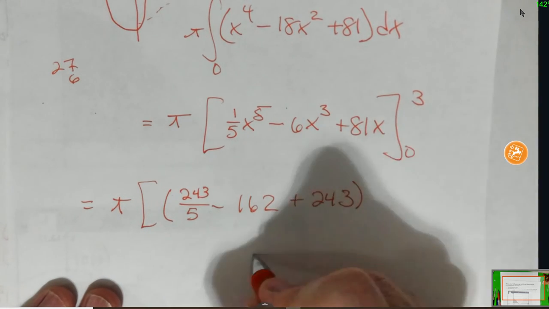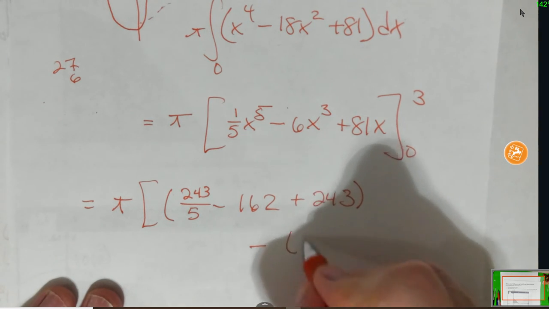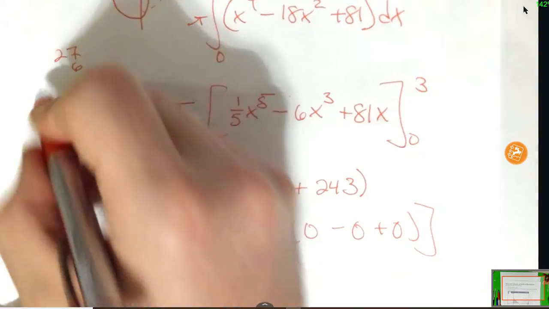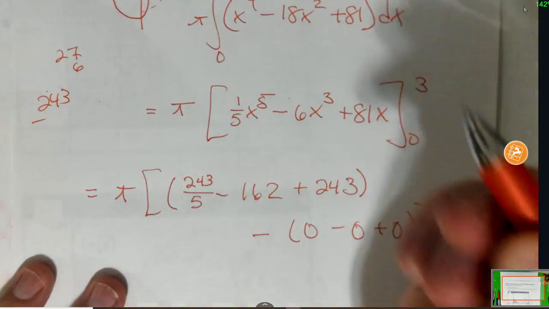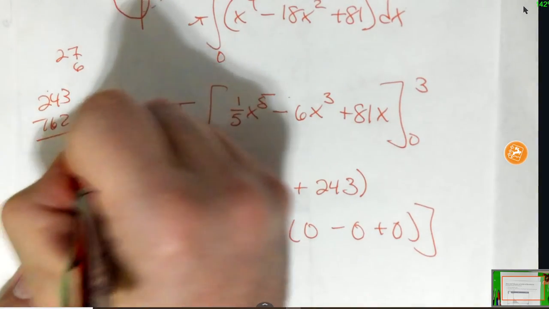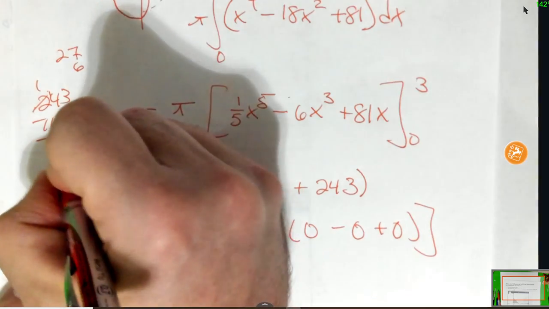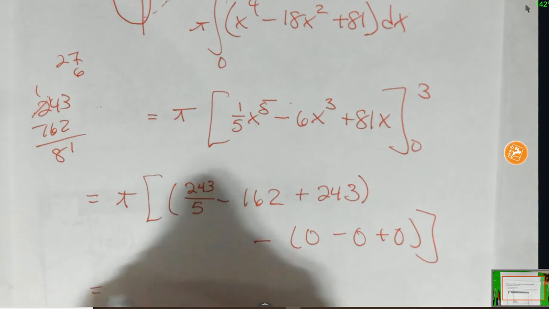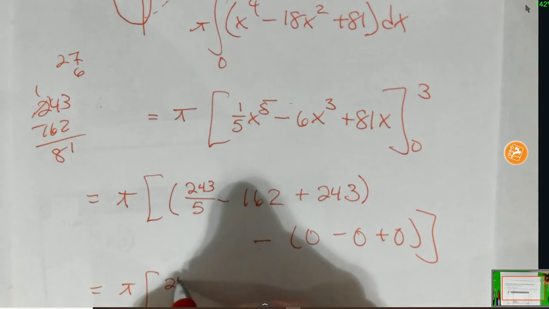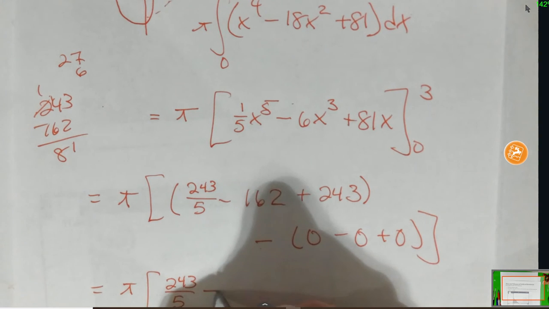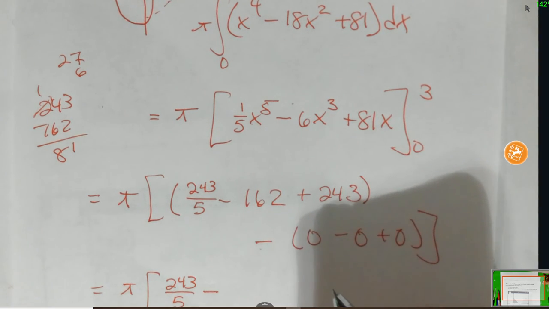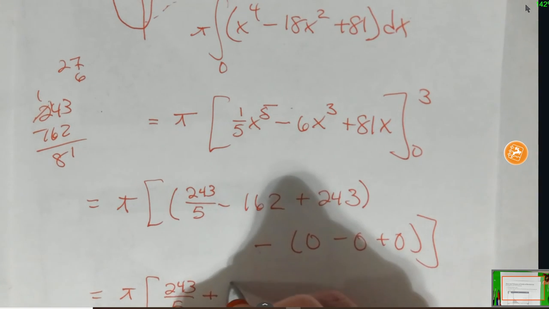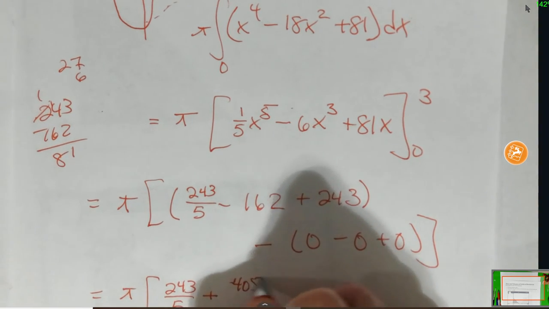Now someone check my arithmetic. I could have multiplied that wrong, but we're going to have a bunch of zeros here, right? Okay. And 243 minus 162 is 81, okay. So this is pi times 243/5. Now, wait, there, not minus, plus 81, excuse me. So that'd be 405/5.